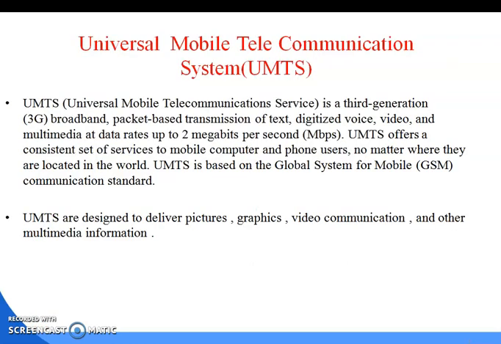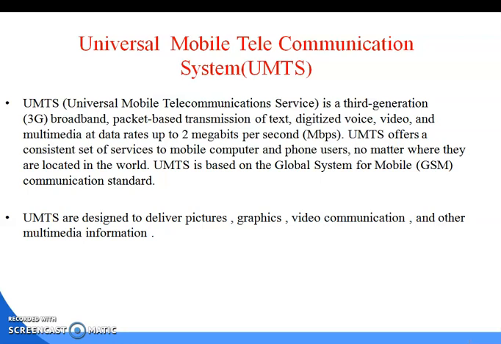Next is the Universal Mobile Telecommunication System, or UMTS. UMTS is a third generation broadband service, with packet-based transmission of text, digitized voice, video, and multimedia at data rates up to 2 megabits per second. UMTS offers a consistent set of services to mobile computer and phone users, no matter where they are located in the world. UMTS is based on the Global System for Mobile Communication, GSM, standard. UMTS is designed to deliver pictures, graphics, video communication, and other multimedia information.